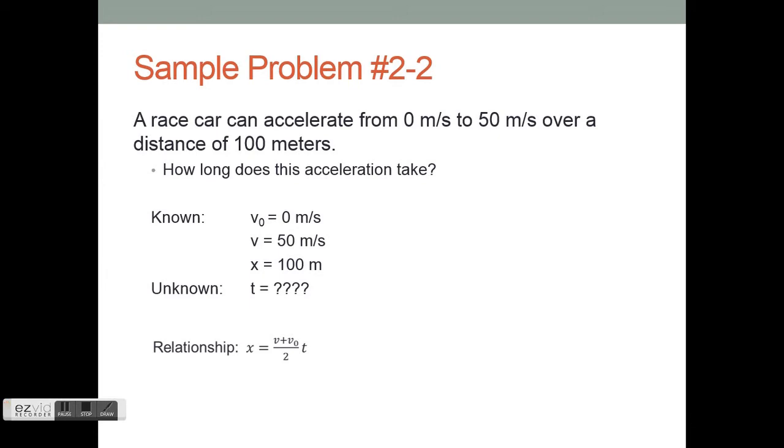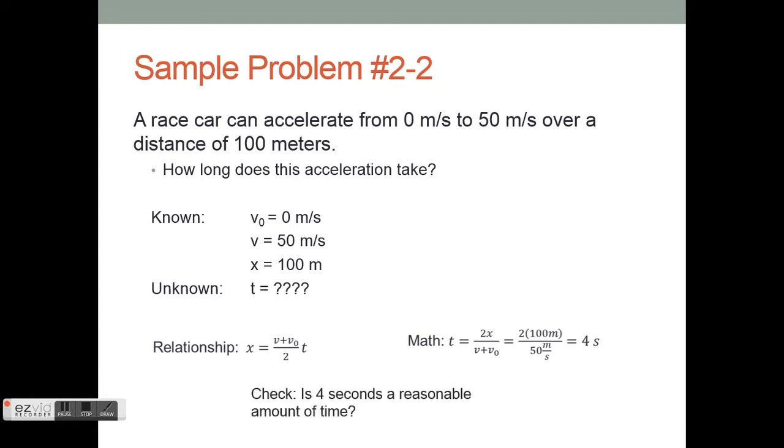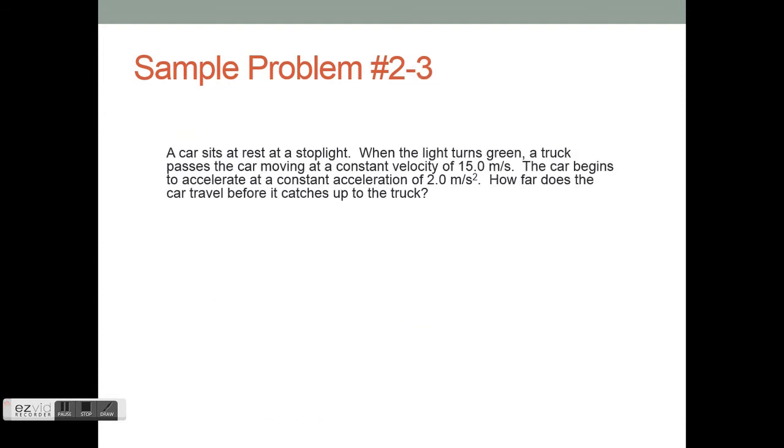So the relationship that I would use is my average velocity times time relationship, x equals (v plus v initial) over 2, times t, and I want to solve for t. Looks like I'm going to multiply both sides by 2 and divide both sides by the sum v plus v initial. So if I do that math, there we go, I've done my algebra, solved it for t, plugged it in and got 4 seconds. Is 4 seconds a reasonable amount of time for a race car to accelerate over 100 meters, a football field? I think it is. Is 4 seconds reasonable? Probably.